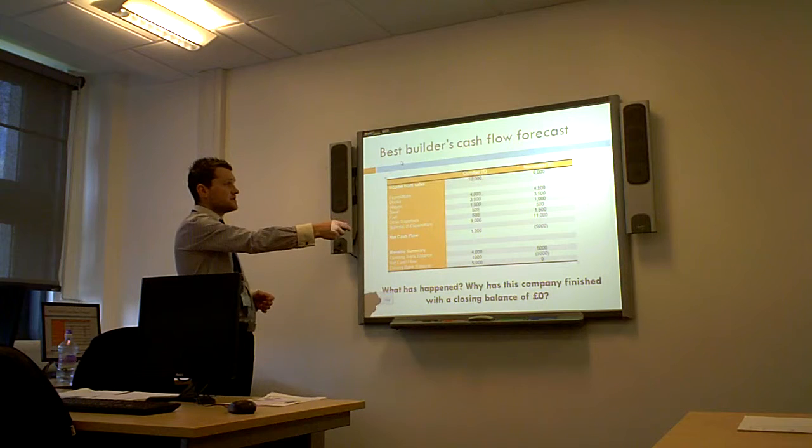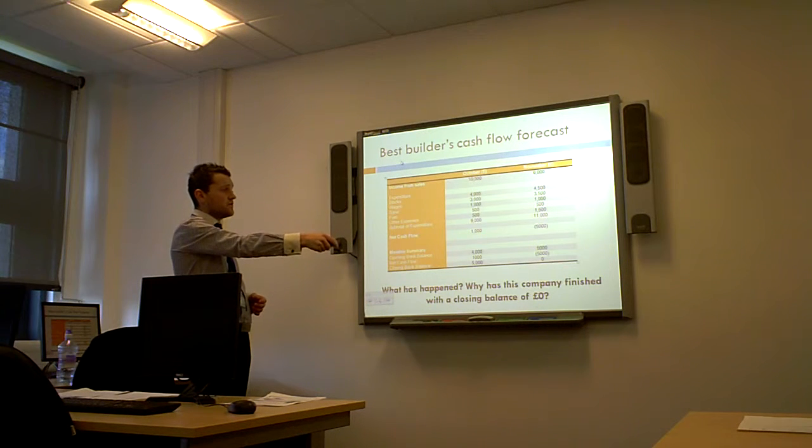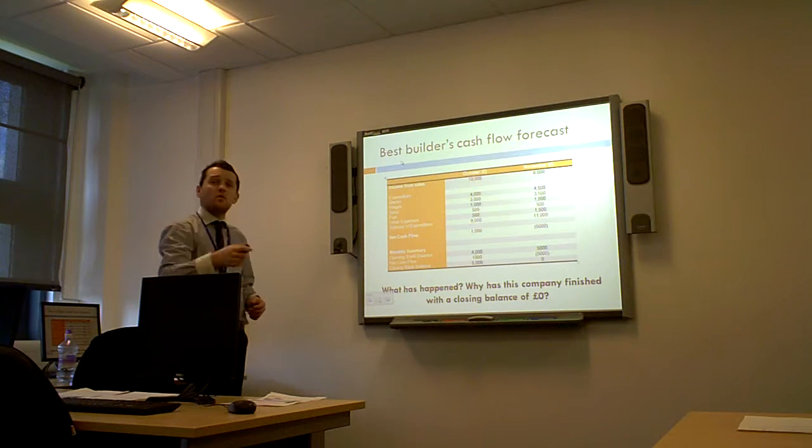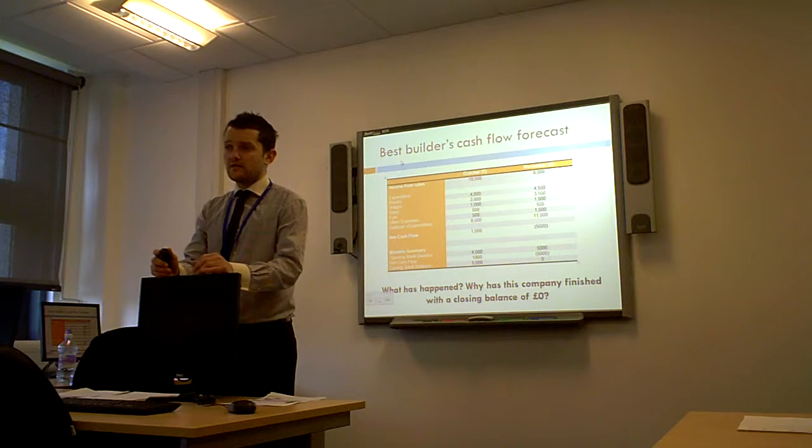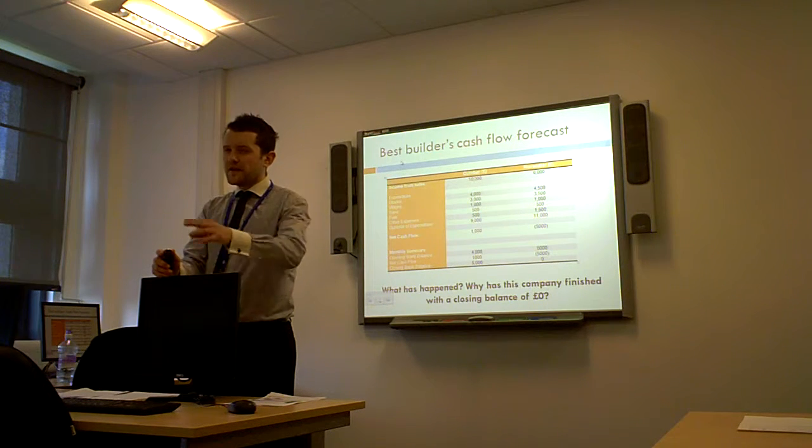So if we've got 6,000 income and 11,000 expenditure, that month it's a negative cash flow, it's a minus. We don't put a minus on accounts. Accounts never use minuses, always brackets. I think I mentioned this before.